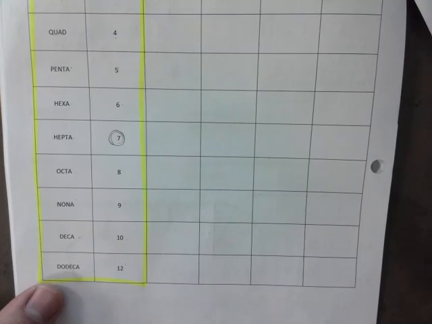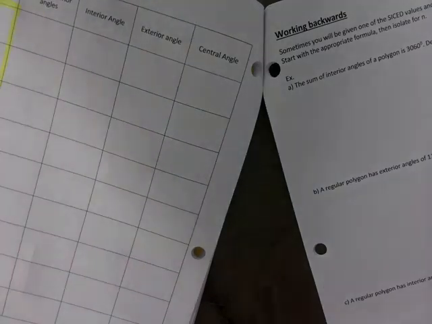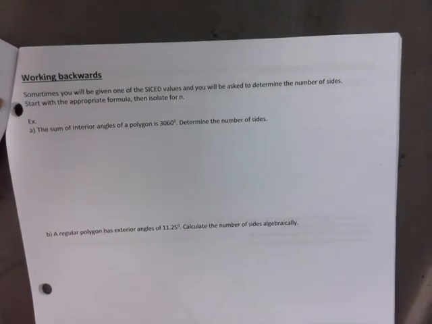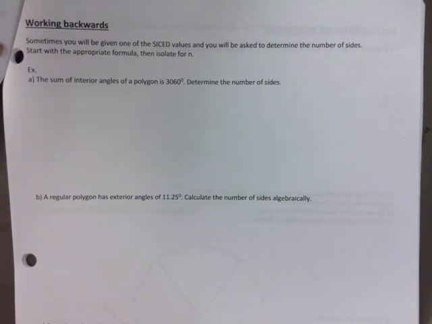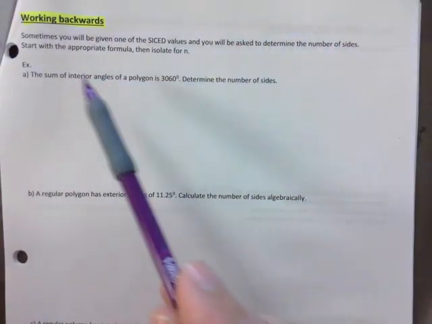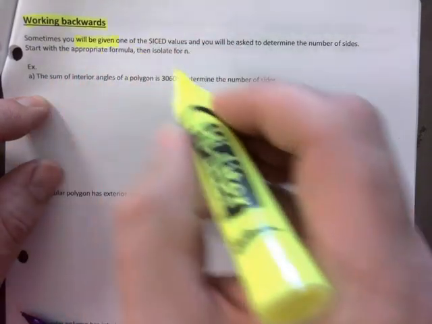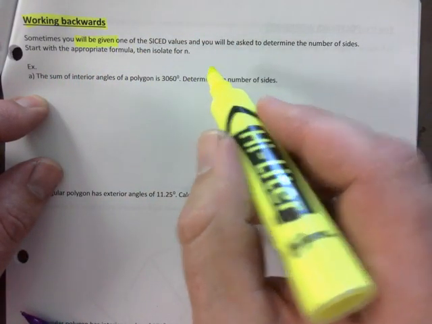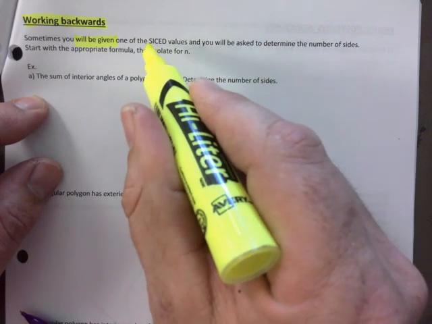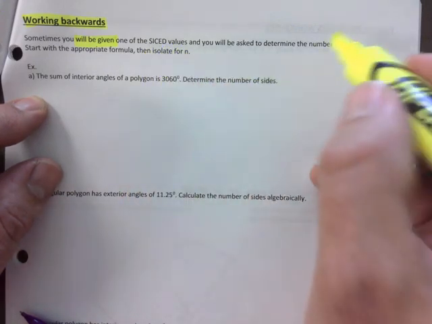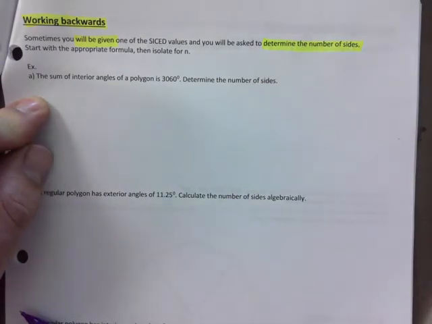Almost ready for the AC. Let's go to 54. Working backwards. Last semester they had a backwards question in there. Actually, it was exactly the same as the first one we were going to do. When you're given the values, so either the sum, the interior, or something, you have to determine the number of sides.